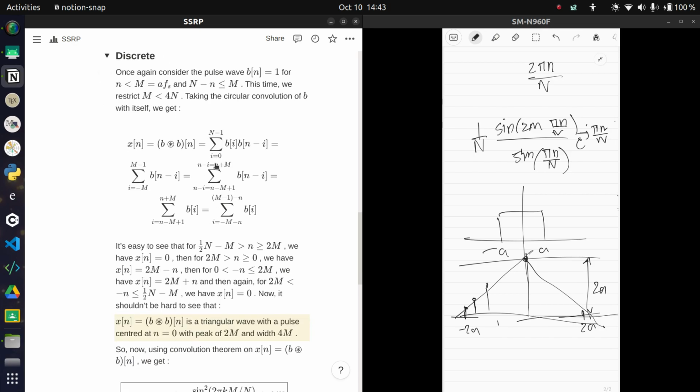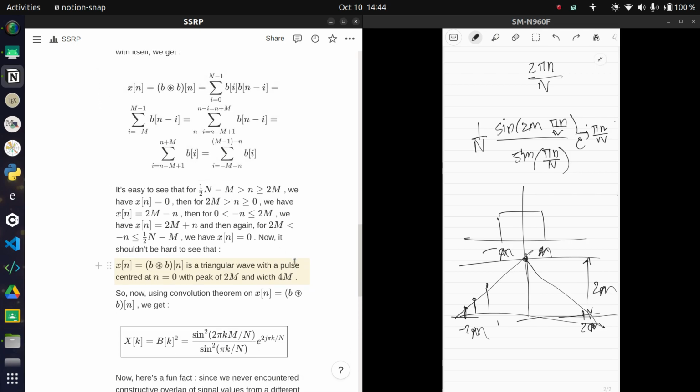In this case we are doing it for m rather than a. So it's minus m over there, this is m as well, so it's 2m over there. So x[n] is equal to the convolution of b and b. That's a triangular wave. You did circular convolution rather than normal convolution, because you're thinking of these as periods of actual signals. So x[n], which represents the signal, is a triangular wave with a pulse centered at n equal to 0 with a peak of 2m and width 4m. Makes perfect sense, I guess.